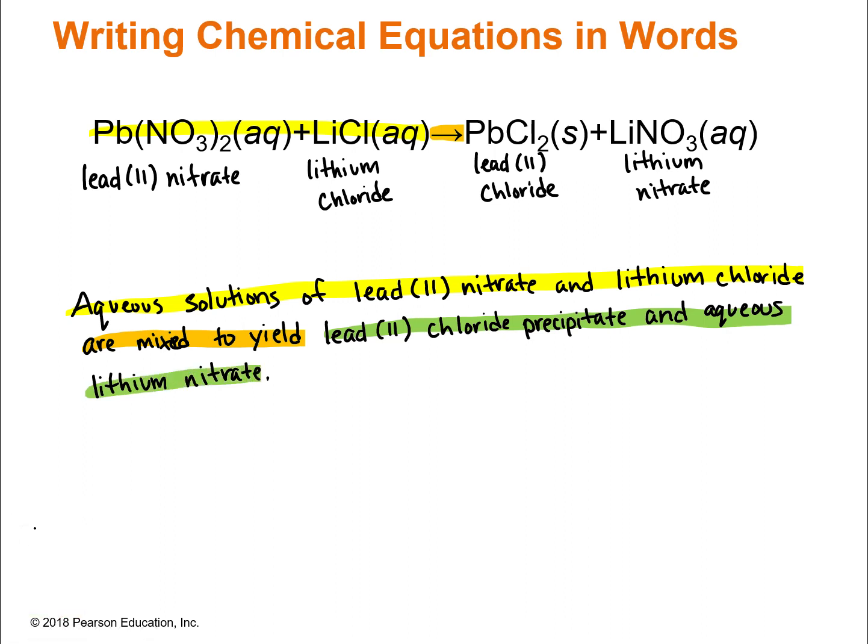So as long as you had all the names correct and you had states of matter for everything, some kind of phrase that says they're mixed to yield, combined to produce, or something, then you're good to go. So let me know how we feel about this. We good? Need practice? How's it going?